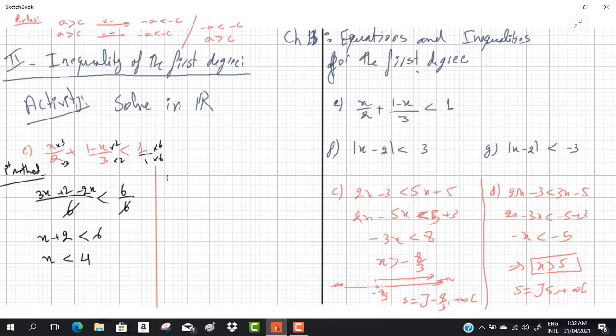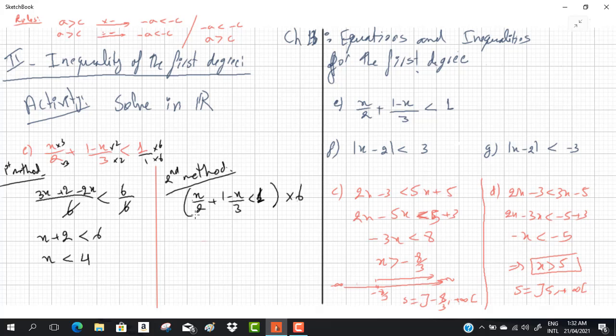Okay. Second method, I can multiply. I have the inequality x over 2 plus 1 minus x over 3 less than 1. I know that 6 is a common denominator, so I can multiply the whole inequality by 6.